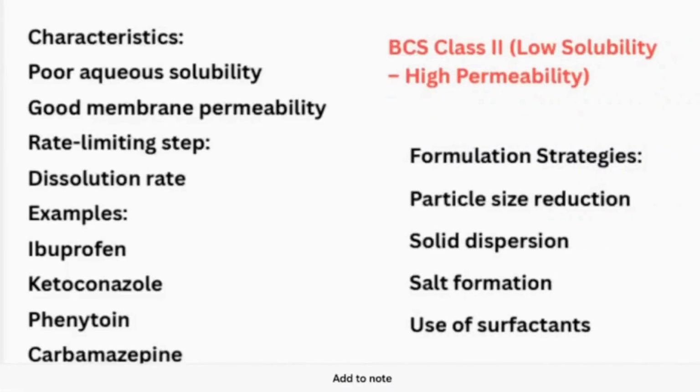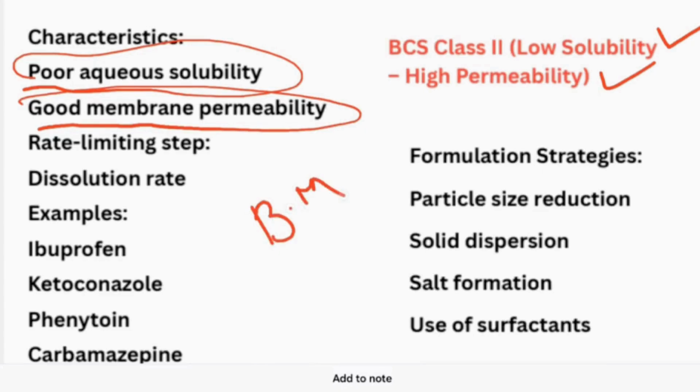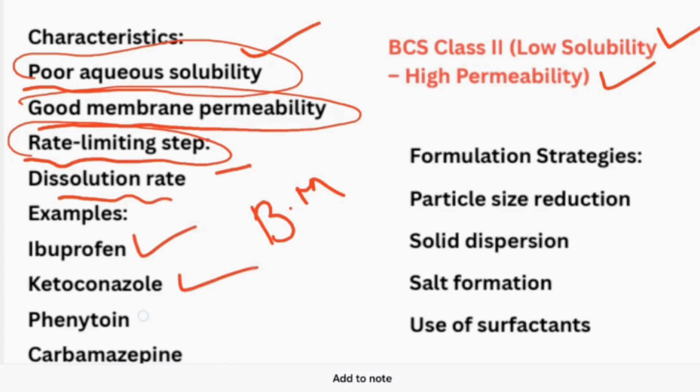BCS Class II. These drugs have low solubility and high permeability. They have very poor aqueous solubility, but there is good membrane permeability, which means they will easily cross the biological membranes. Then the rate limiting step in the absorption is mainly the dissolution, because of the very poor aqueous solubility. The drug is going to dissolve slowly. Examples for this category are ibuprofen, ketoconazole, phenytoin and carbamazepine.